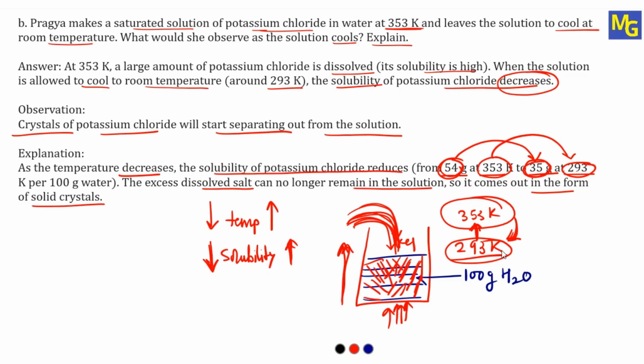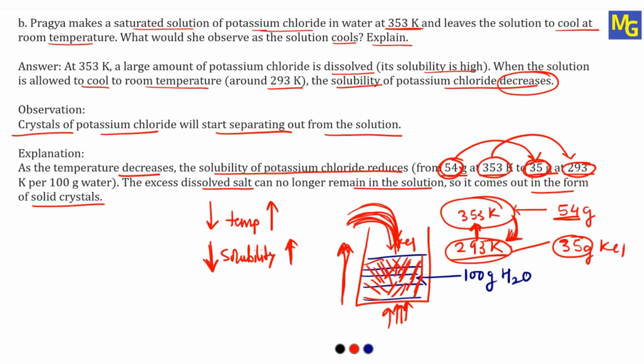Till 293 Kelvin, we can dissolve how much? 35 gram of potassium chloride. But when we increase the temperature to 353, it dissolves up to 54 gram. But when we again decrease the temperature, it comes back to 35 gram, and the extra from this 54 will get solidified and form crystals. So this is the answer for question B.